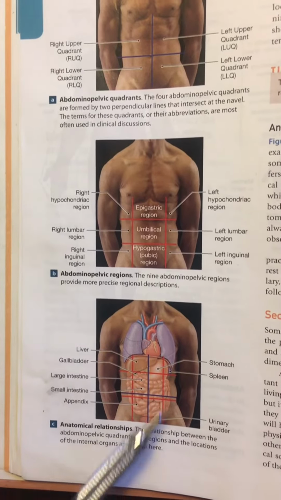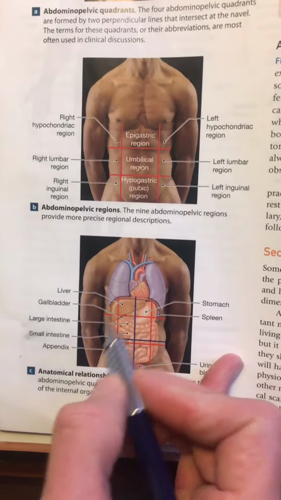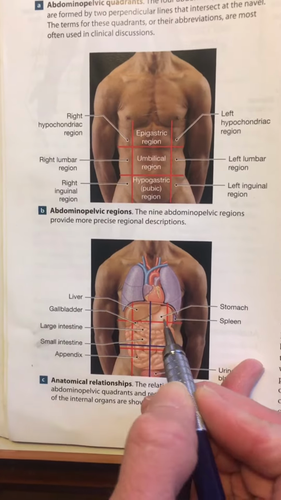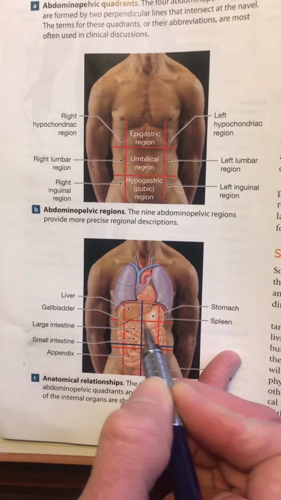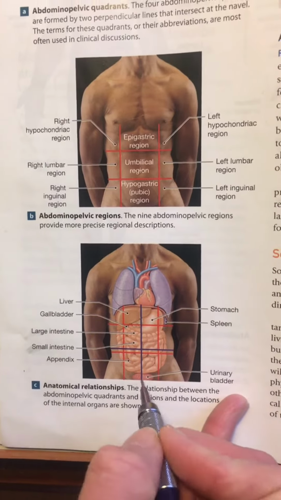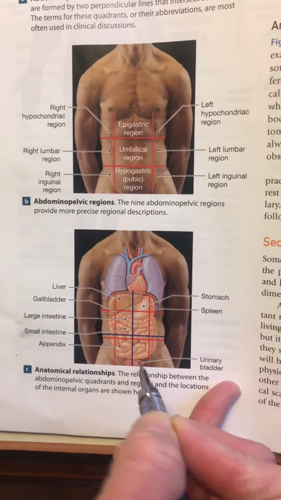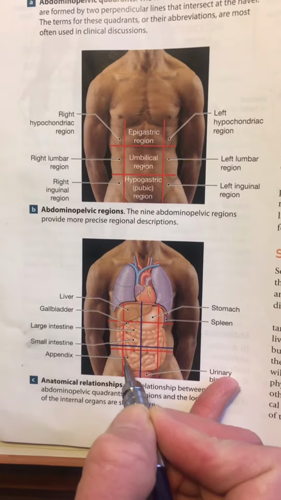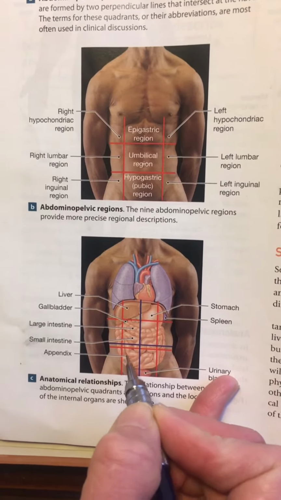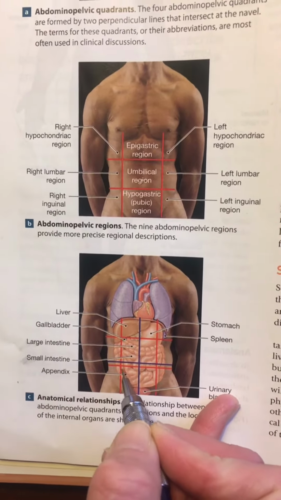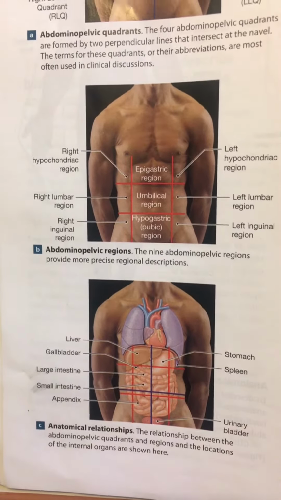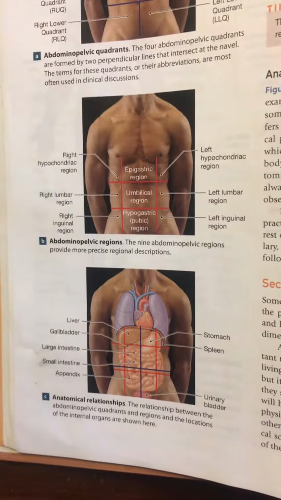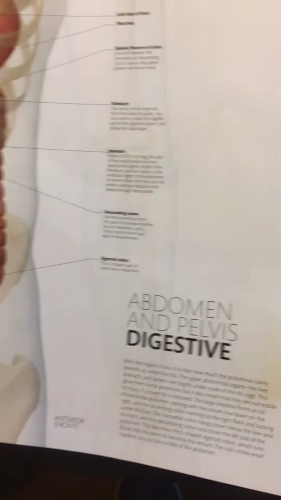Here is a nice picture of where the underlying organs are: your liver, your stomach, your large intestine, your small intestine, and here's the gallbladder. Right about here's the pancreas. Here you can see the urinary bladder. And right around here, I'll show this to you a little bit better, is the appendix, which really comes off of your large intestine. I'll actually show that to you over here using this book.